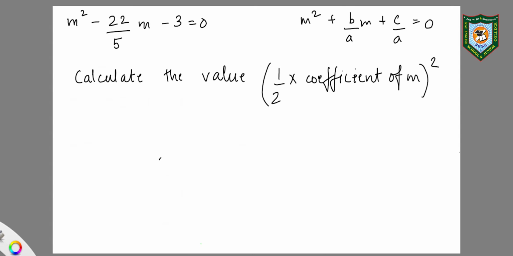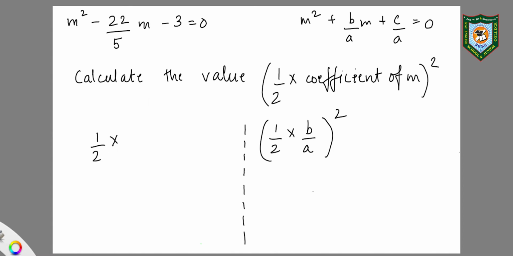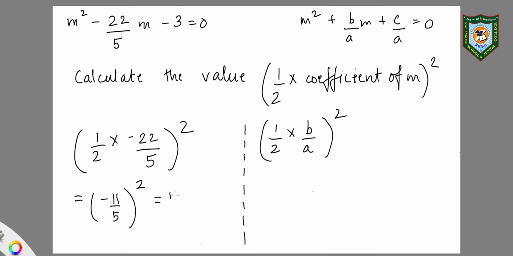So we're going to solve it in two different ways. First, we'll solve the right hand side. So I have half into b by a whole square, and on the left hand side I get half into my b by a value, which is minus 22 by 5, whole square. So this value comes out as minus 11 by 5 whole square, which is equal to 121 divided by 25. On the right hand side, you will get b square divided by 4a square.